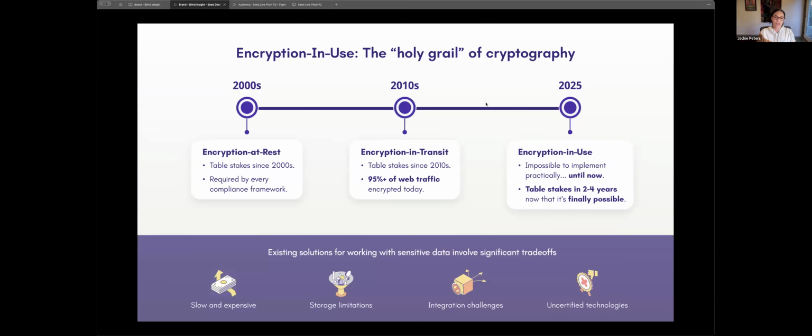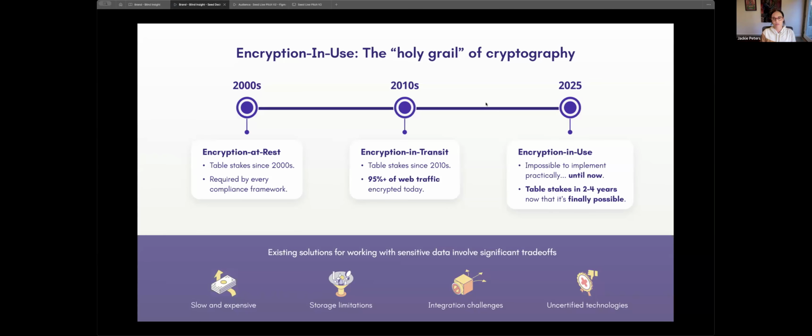Encryption in use has been called the holy grail of cryptography. We've solved this at the software layer, so we have shipped practical encryption in use. Encryption at rest and encryption in transit have been table stakes ever since they were practically available. They're written into every privacy regulation, every corporate security policy, every RFP. Nobody's going to not do this, just like no one's going to not do perimeter protection.